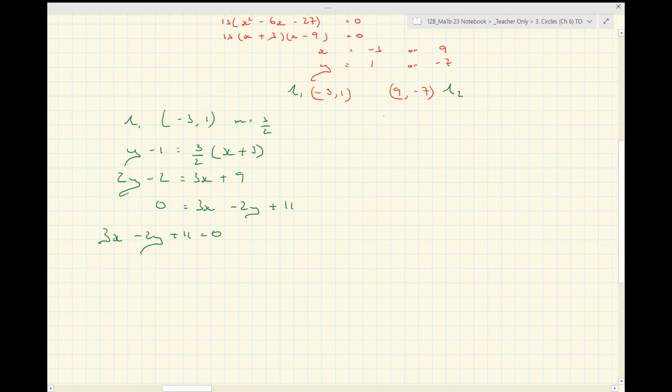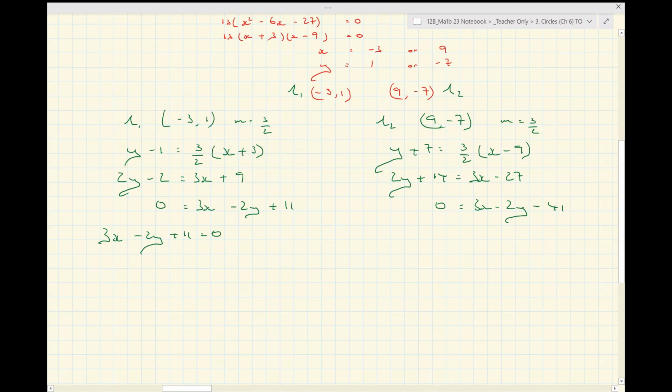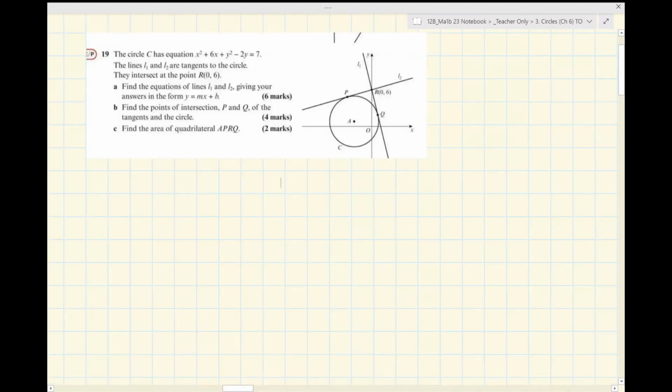And what about L2? Well, L2, my point on the line is 9, minus 7, and the gradient is 3 over 2. Okay, so y minus y1 equals 3 over 2, x minus 9. Double everything, multiply out the bracket. Let's put everything on the right hand side. 3x minus 2y minus, what's that, 41 equals 0. So my equation is 3x minus 2y minus 41 equals 0. And that is finished.